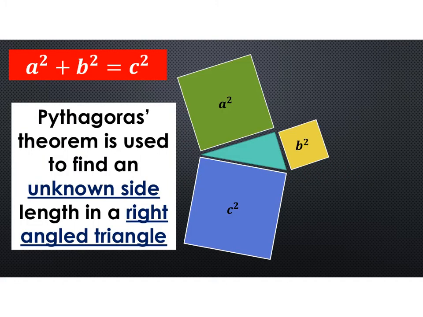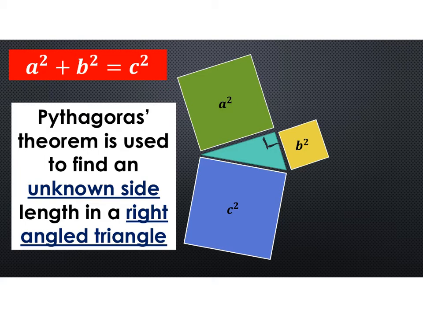So, getting straight into it, what it says here is Pythagoras' theorem is used to find an unknown side length in a right-angled triangle. And I've underlined those two words because it's really important that the triangles we're working with when we apply Pythagoras' theorem have a right angle, and also that we're using the theorem or the formula to find an unknown side length.